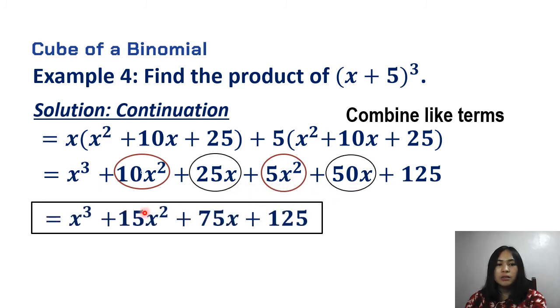So, our final answer, we have x cubed, plus 15x squared. We have 10x squared plus 5x squared, that is 15x squared. Now, 25x plus 50x, we have 75x, and copy 125. So, our final answer is x cubed plus 15x squared plus 75x plus 125.